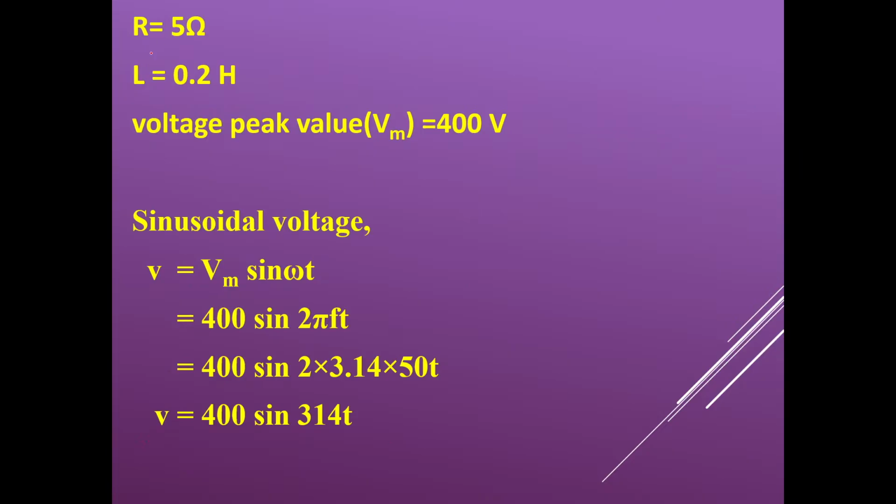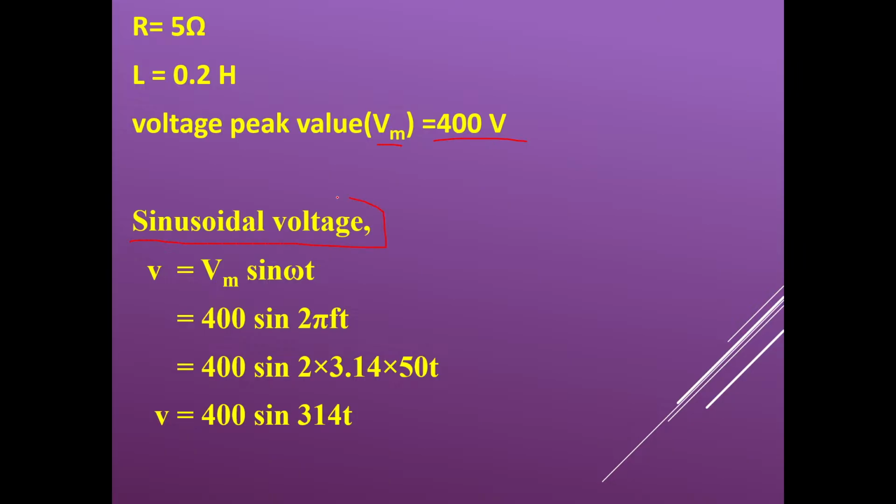Okay. What else is given? R is 5 ohms and L is 0.2 Henry. The peak value of the voltage is given, that is Vm. Peak means maximum value, so the maximum voltage is 400 volts.